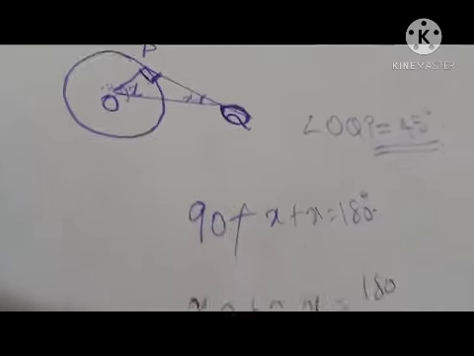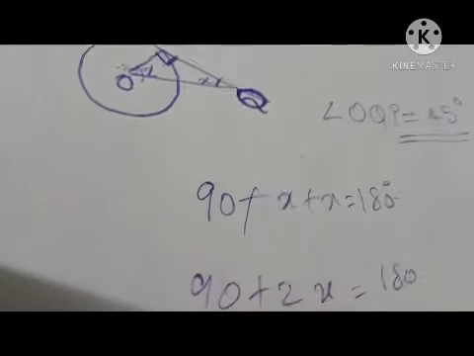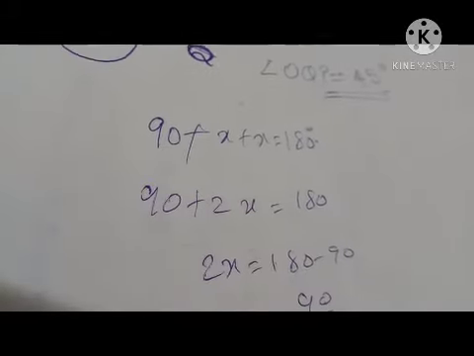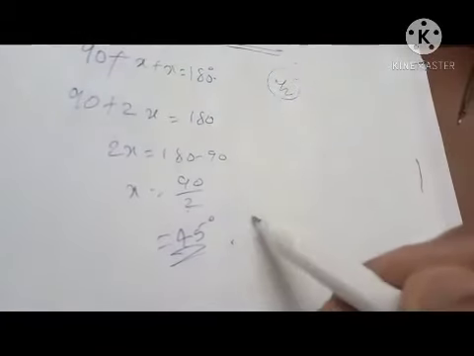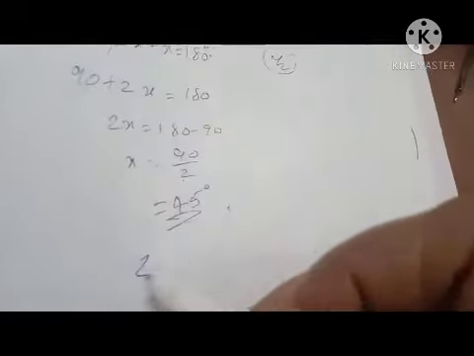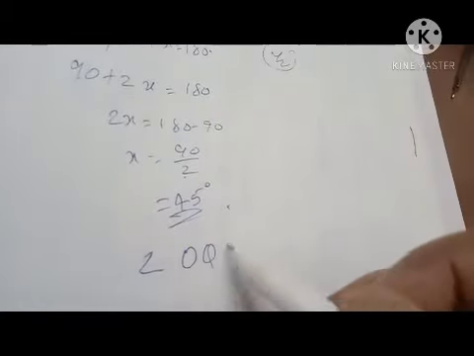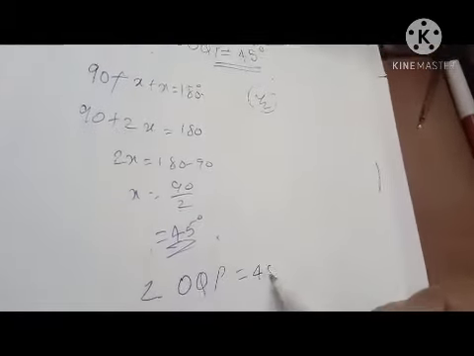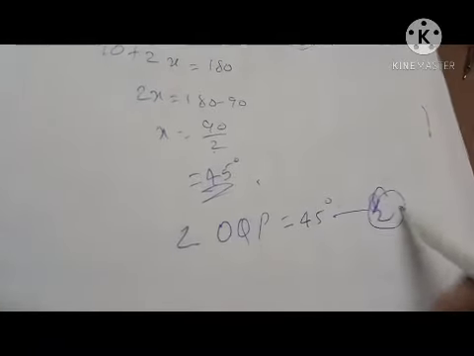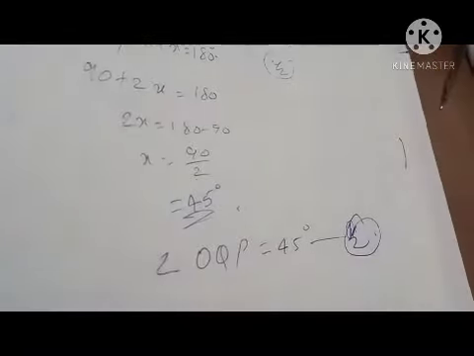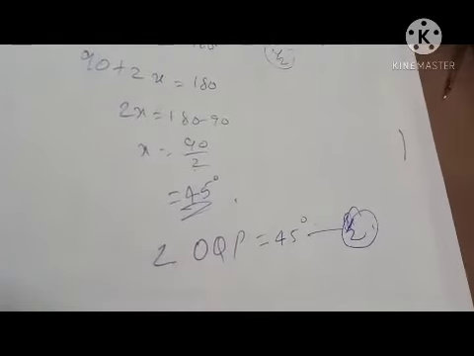But here it is only a 1 mark question. So we can see what the mark distribution is. For the angle sum property, half a mark will be there. Then for the last answer, that means angle OQP equals 45 degrees, we will get half a mark. So together it is only a 1 mark question. So you can reduce the steps.